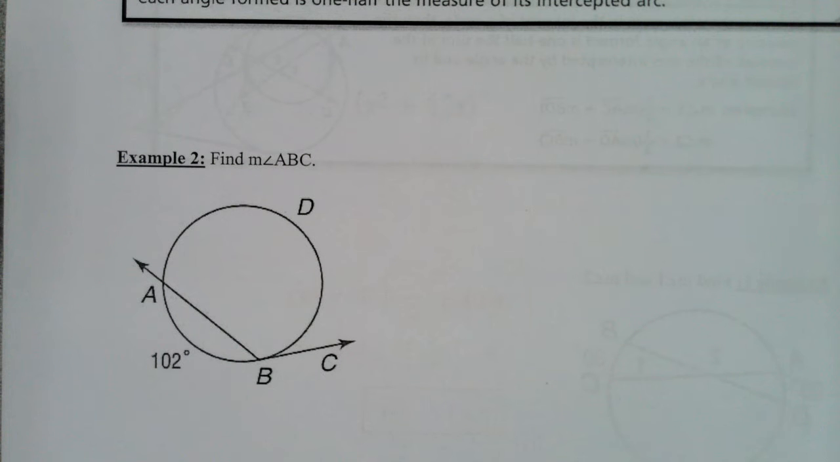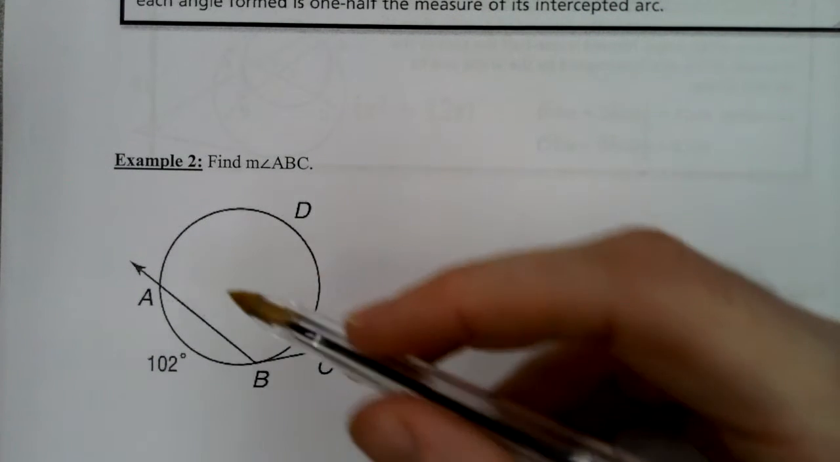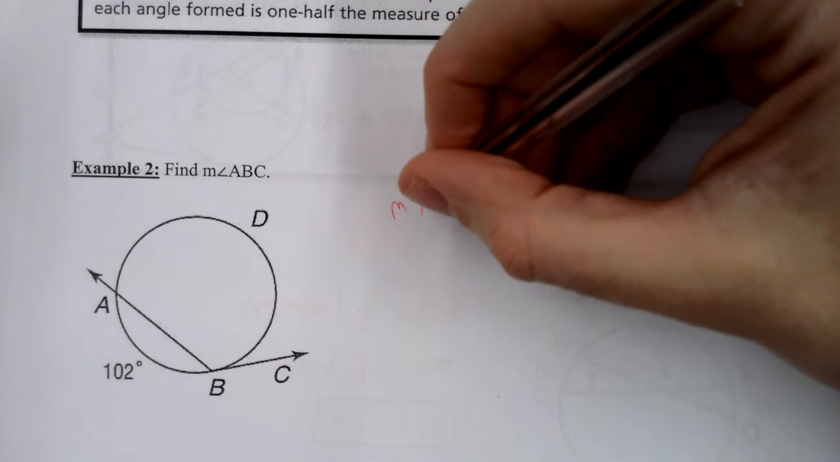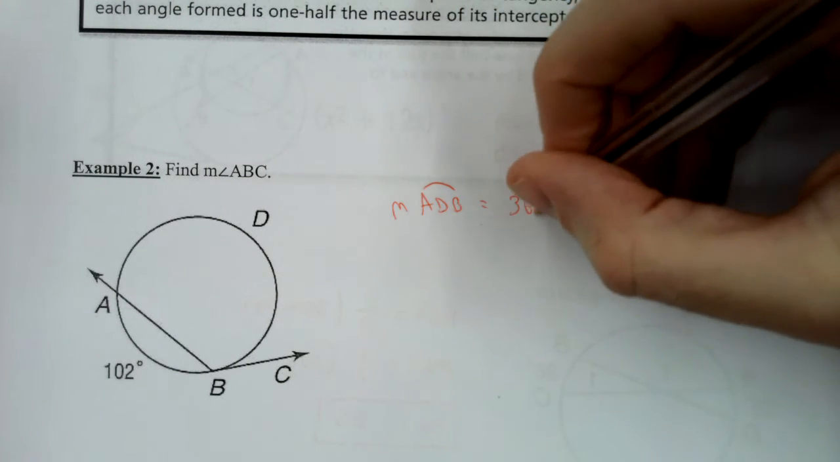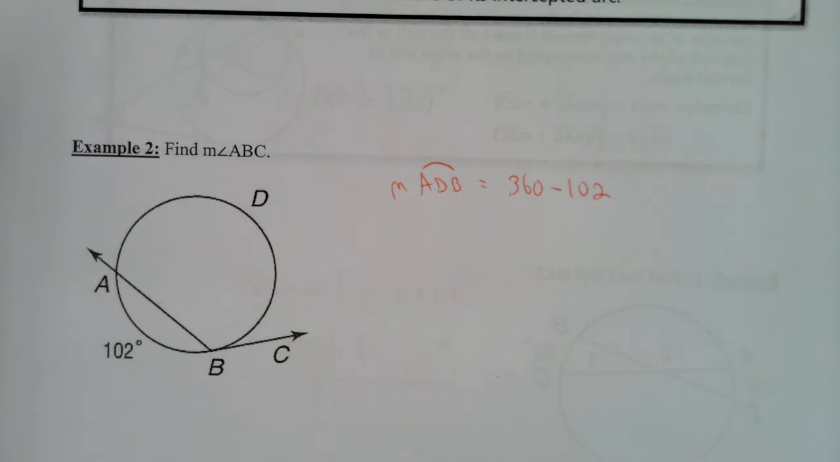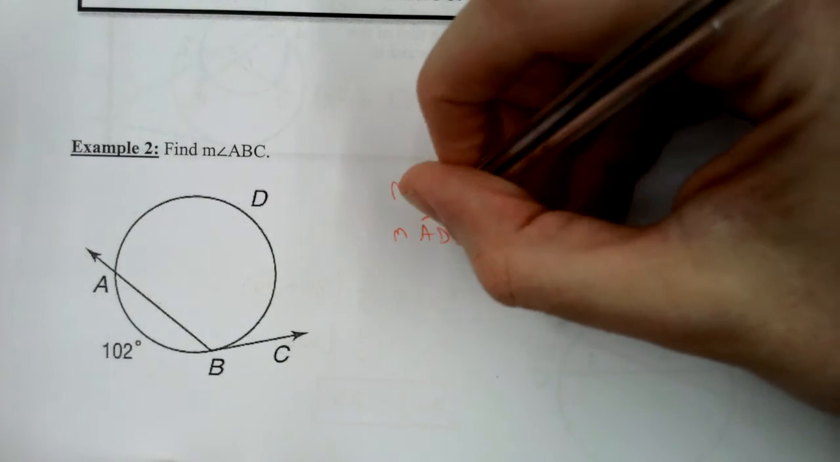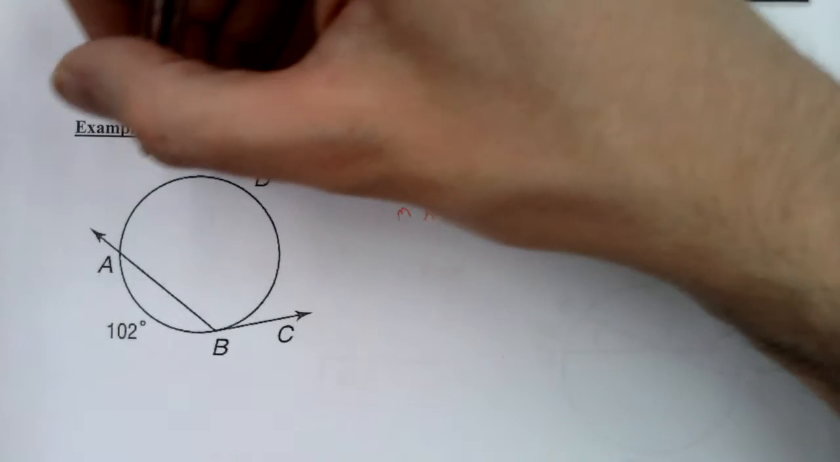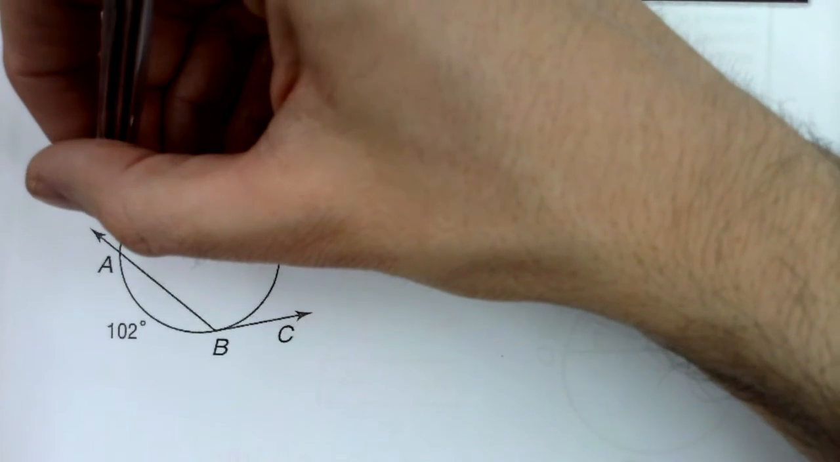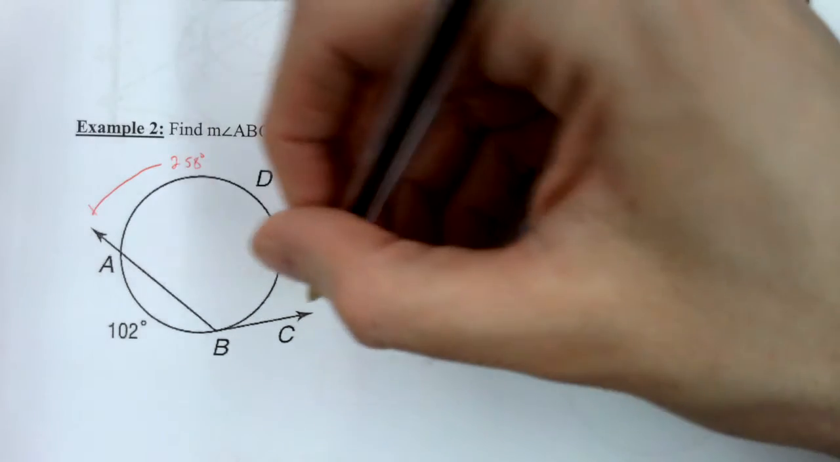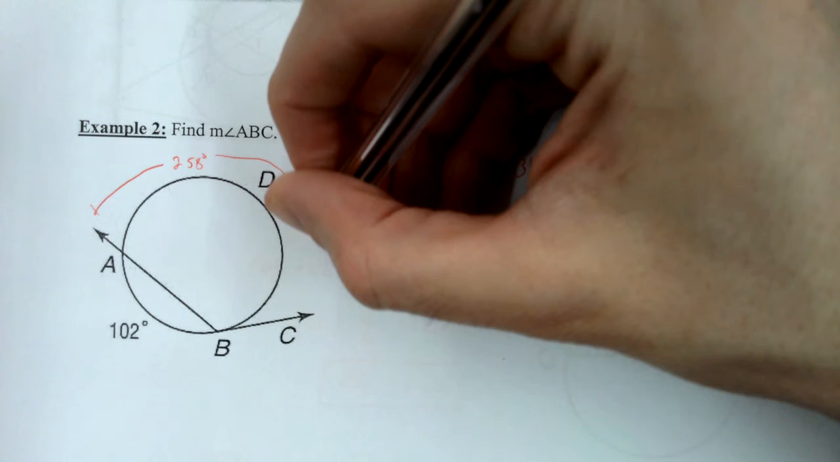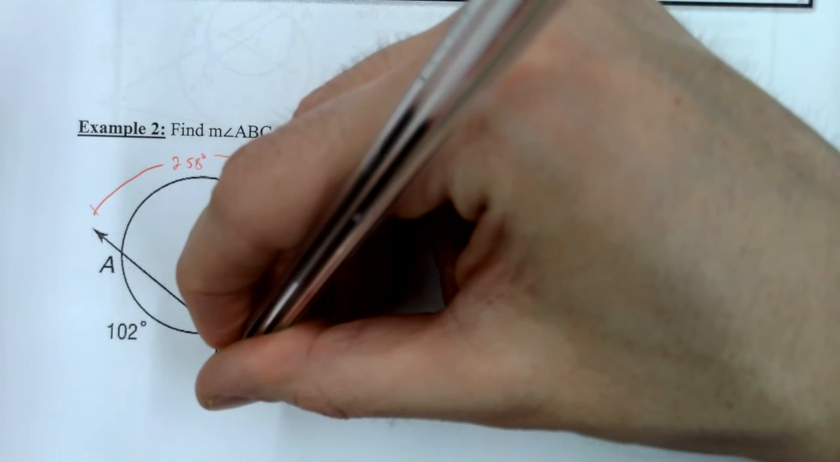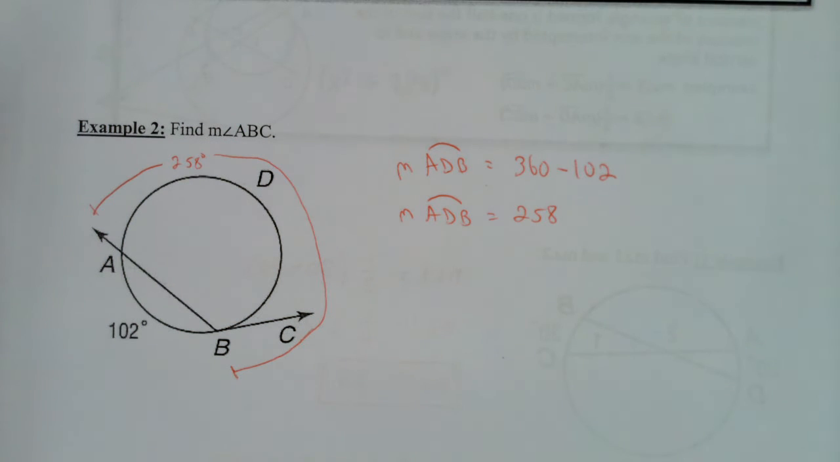Well, let's first find the measure of arc ADB. The measure of arc ADB equals 360 minus 102. That equals 258. So let me label that. 258 degrees is this arc. A little messy, but that arc is 258.